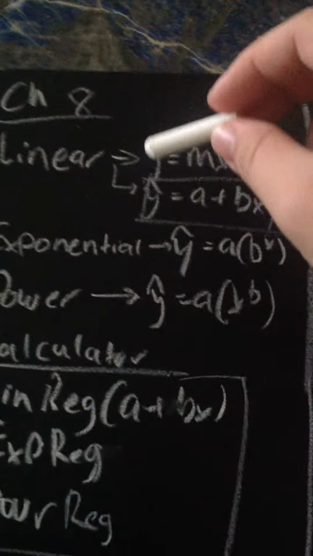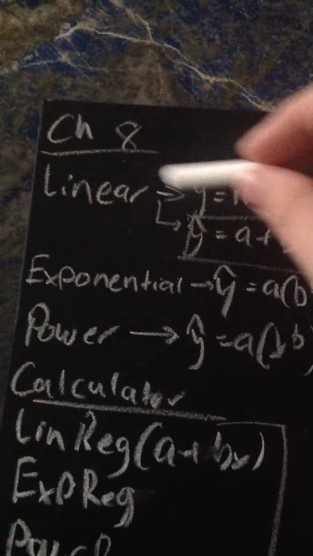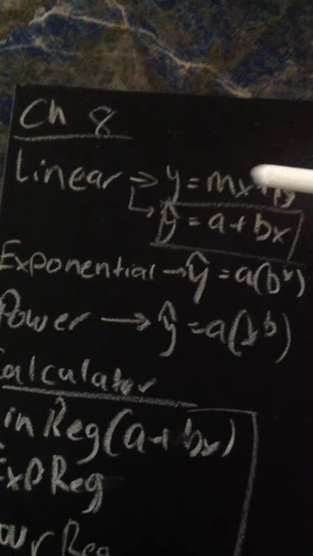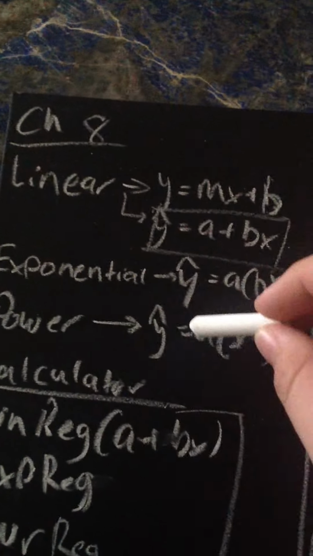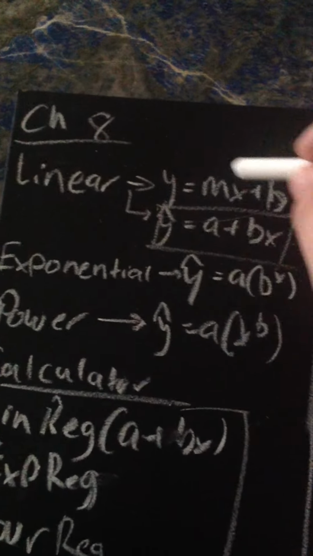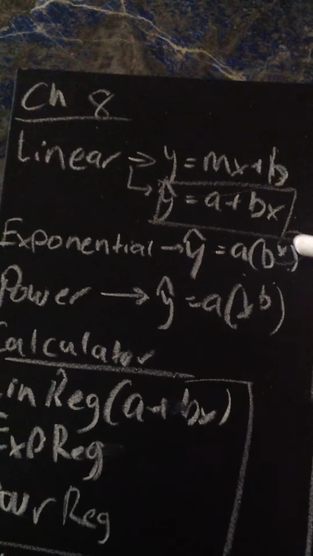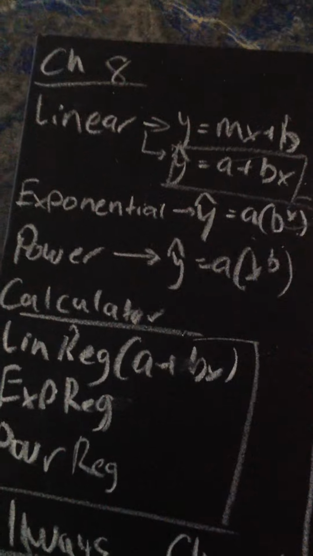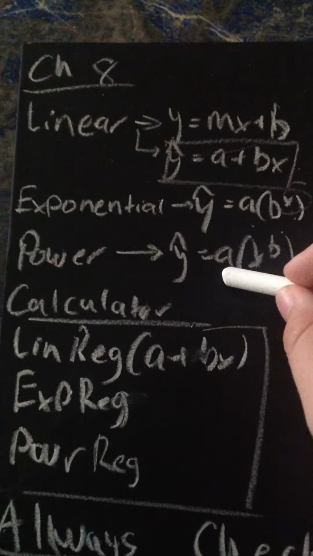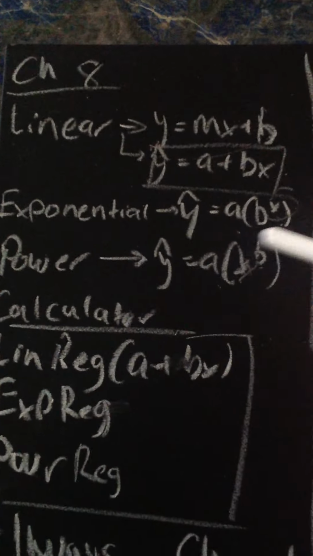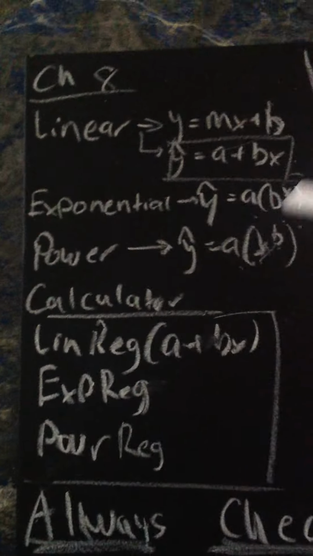So for Chapter 8, just in general review, you have a linear, an exponential, and a power function. Linear uses y equals a plus bx, which is the same thing as mx plus b. Exponential is a times b to the power of x. That's why it's called an exponent. And a power function is a times x to the power of b. That's how you tell the difference.